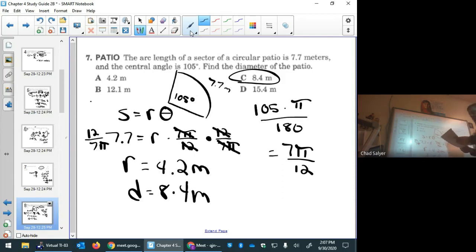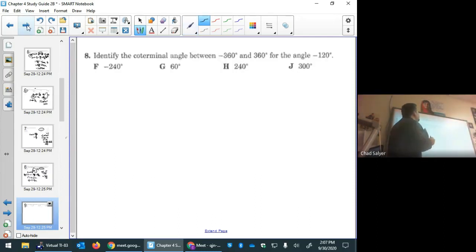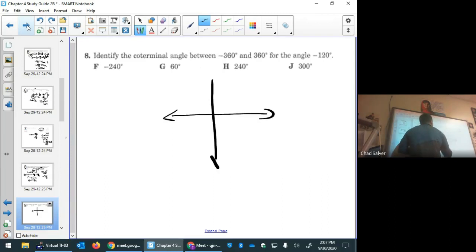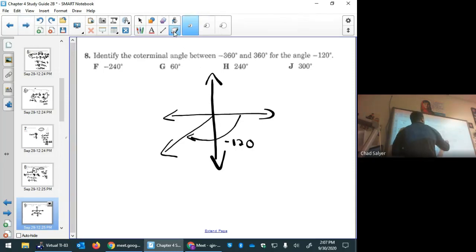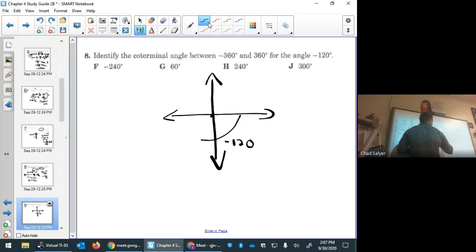All right. Number 8. Identify the coterminal angle to negative 120 that is on the positive or negative unit circle. So negative 120 is going to be something like that. Actually, I made it like 135. Kind of OCD. Let me fix that. All right, that's a little closer to accurate. Negative 120 degrees will look like that.